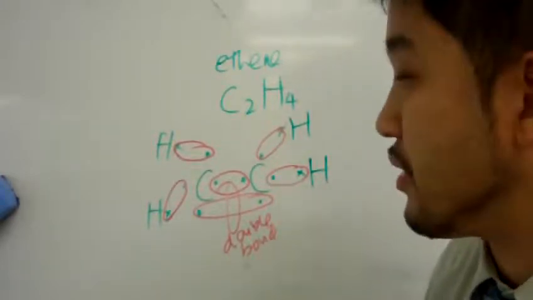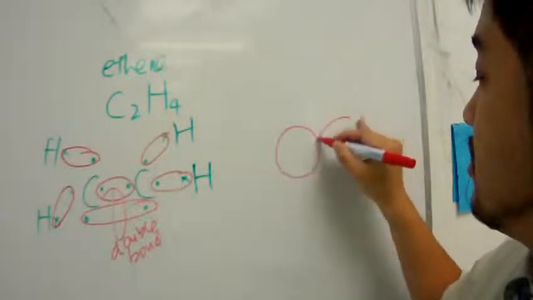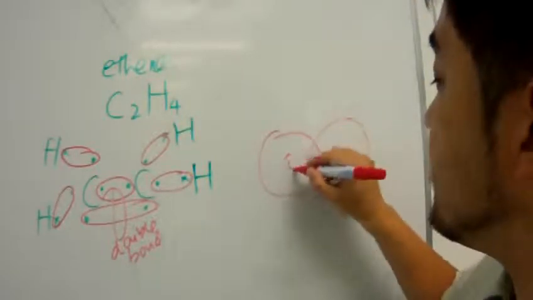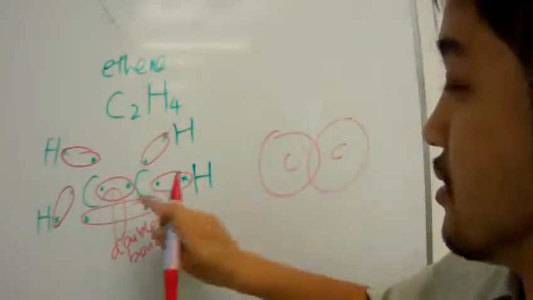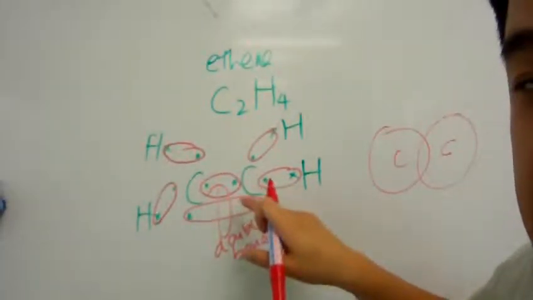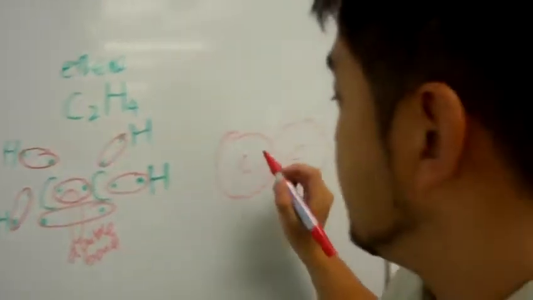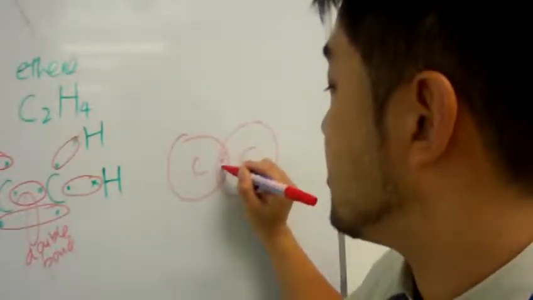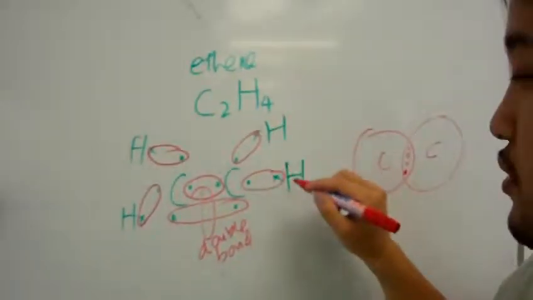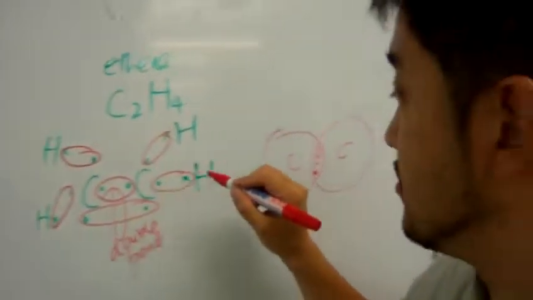Okay? So how are you going to make this look pretty? Draw a big circle to represent the carbons. The carbons in here have dots, right? So the two carbons are going to share 4 electrons. So dots, dots, dots, and dots. Okay? You have 2 hydrogens connected to each carbon.